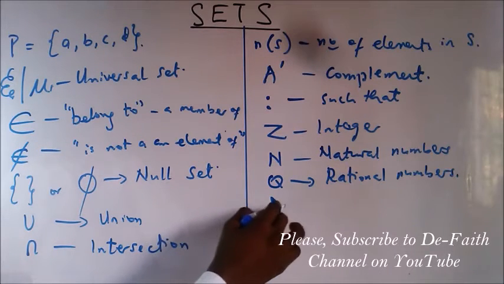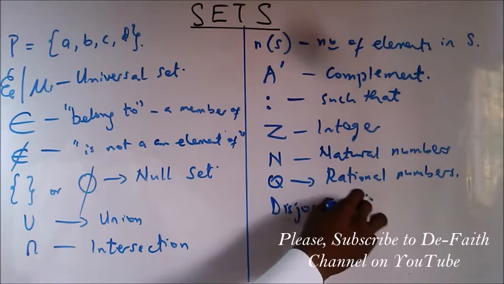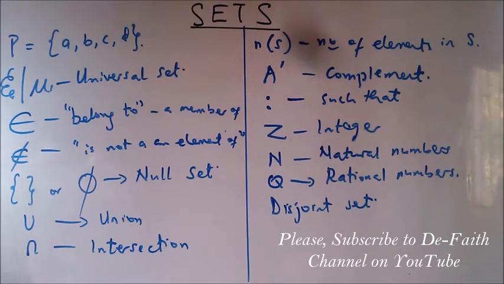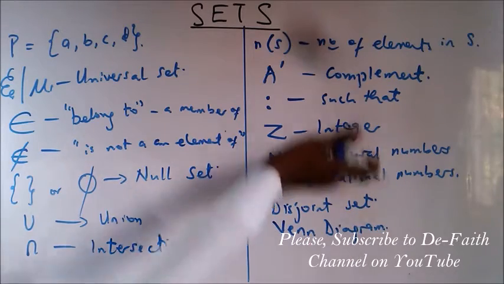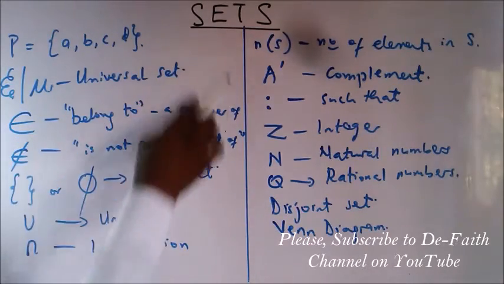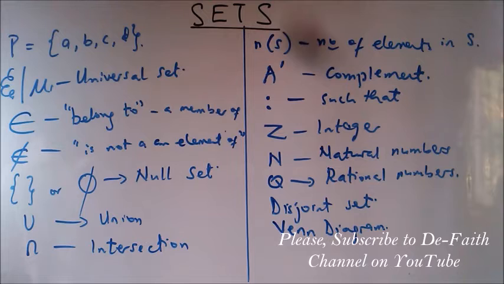And then we have disjoint sets. A disjoint set is a set that has nothing in common. And we have a Venn diagram. So meet all these terms in this particular topic called sets. And so we'll proceed into solving questions.